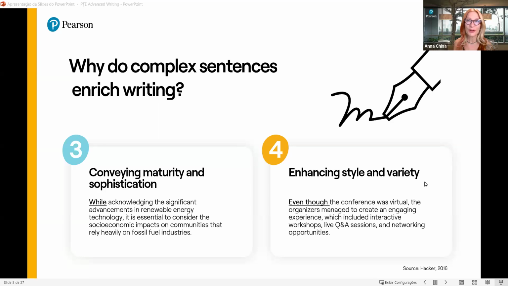There are many more features to complex sentences. I brought the ones that I feel can really contribute to the students so the students can achieve higher scores, okay? The style and variety. Even though the conference was virtual, the organizers managed to create an engaging experience, which included interactive workshops, live Q&A sessions, and networking opportunities. So this sentence, there's a lot of information, but at the same time, it's clear and it's well. So the conference, how it was, the experience, what was included. So you see how you're connecting all the dots, right?